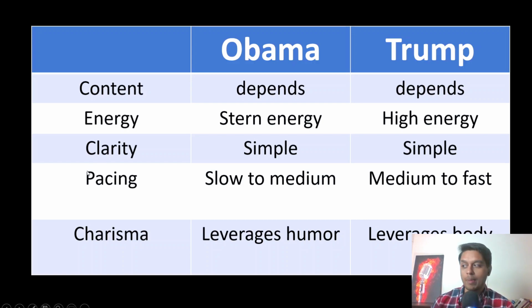Clarity is what both of them have in common. Both of them are extremely simple in terms of their delivery. They don't get cute with it. They get straight to the point. For pacing, Obama is more towards slow to medium, while Trump is more towards medium to fast. And their charisma is vastly different. One leverages humor a lot. The other leverages their body a lot. One is very mental. One is very physiological. At the end of the day, both are forms of charisma.